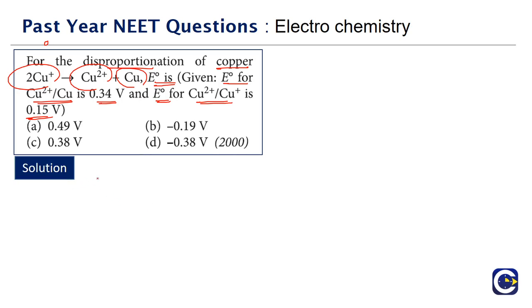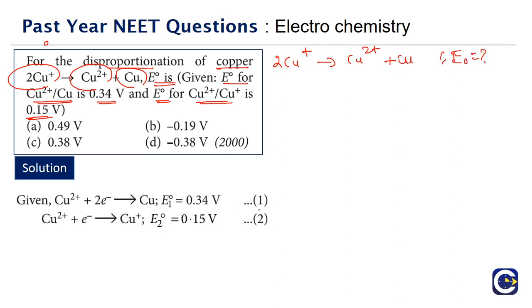But first let us write down the equation for which we have to find the E0 value. It is 2 Cu+ going to give us Cu2+ and Cu, the disproportionation. What is given to us are these two. Cu2+ getting reduced to Cu, let us call it E1 naught, which is 0.34. Second, Cu2+ getting reduced to Cu+, it is E2 naught, 0.15.